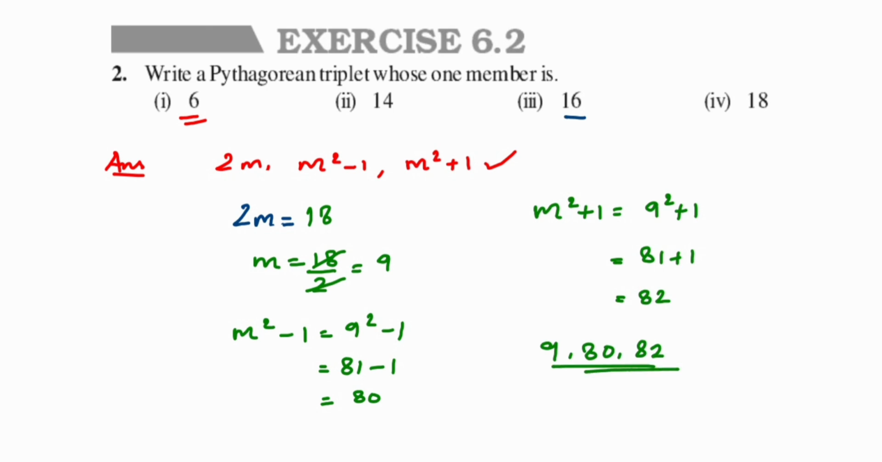So it's quite an easy one. Here I have taken 2m. Try doing it with any other form, like m square minus 1 or m square plus 1. In case you're getting a positive integer, then well and good.